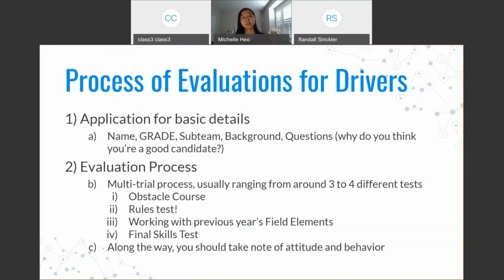Our second stage of evaluation consists of 4 trials, and we're going to describe the merits of having each trial in the upcoming slides. But to put it simply, we start off with an obstacle course, a rules test, then a bit of practice with the previous field elements, then a final skills test.